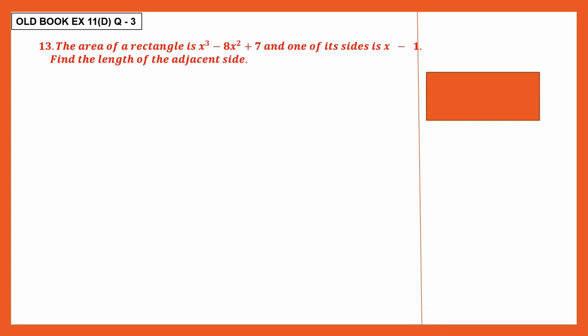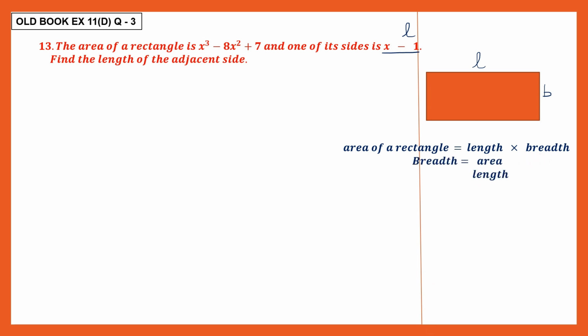So let's take this side to be the length. That means length is given to us. We have to find the breadth. And the formula to find the area of a rectangle is length into breadth. Now area is given to us, length is given to us. If we have to find breadth only, then the formula is area divided by length. To find the breadth is area divided by length.